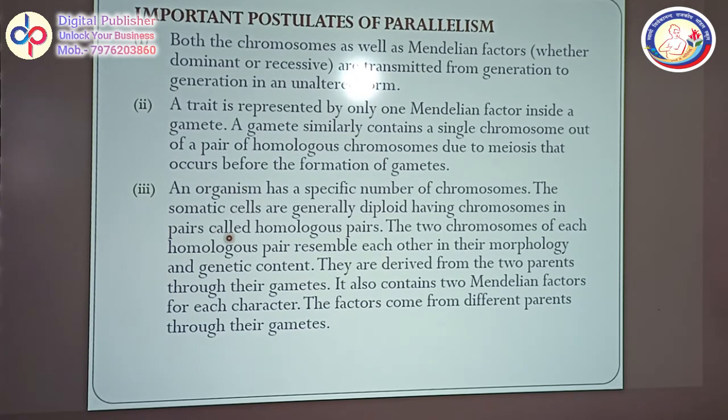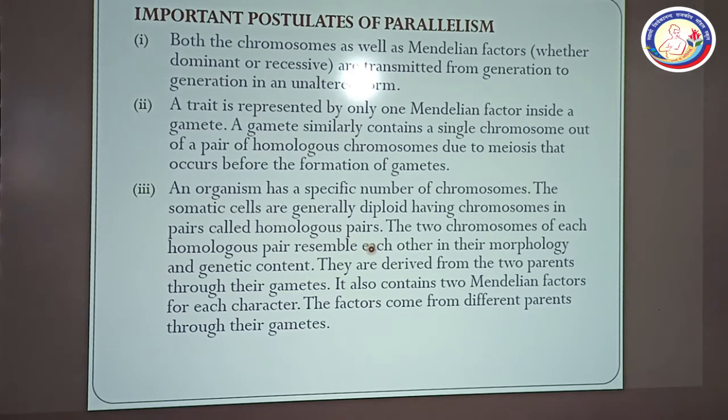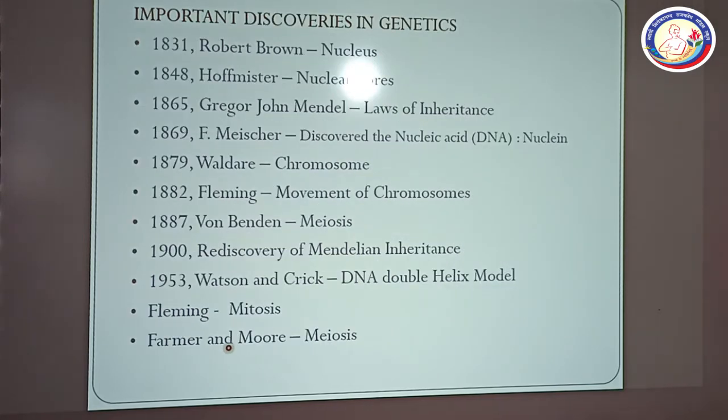Similarly, an organism has a specific number of chromosomes, such as the human being has 46 chromosomes in its cell. The somatic cells are generally diploid, having chromosomes in pairs called homologous pairs. The two chromosomes of each homologous pair resemble each other in morphology and genetic content. They are derived from the two parents through their gametes. It also contains two Mendelian factors for each character, and the factors come from different parents through their gametes.